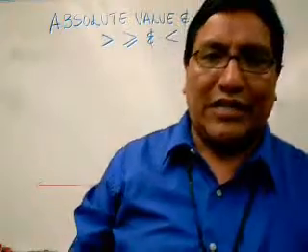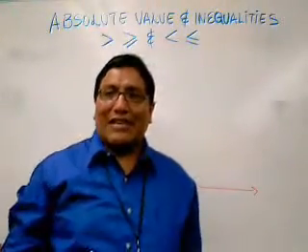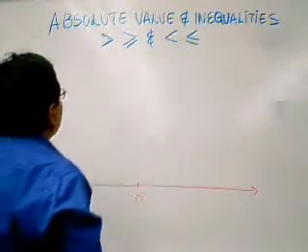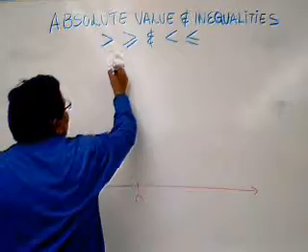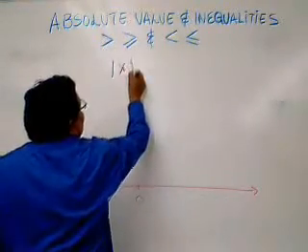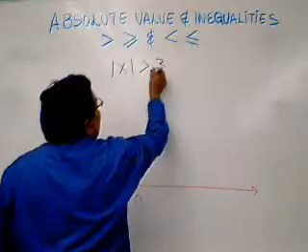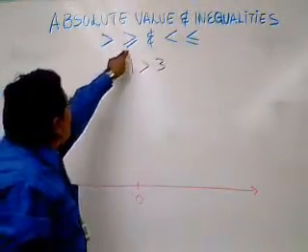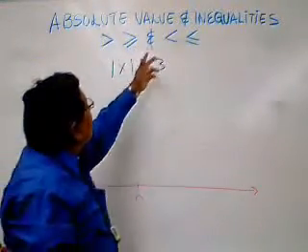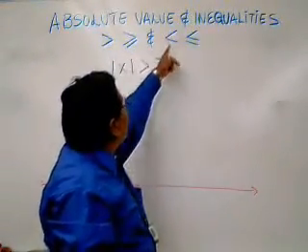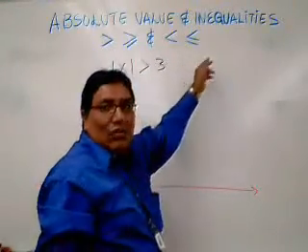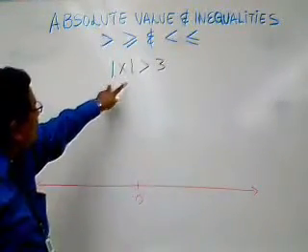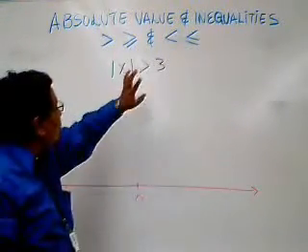So today we will talk about absolute values and inequalities. Let's say that we have the absolute value of x greater than 3. I'm going to use, first of all, greater or equal, and I'm going to give another example with less or less and equal. Okay? So we have the absolute value of x greater than 3.